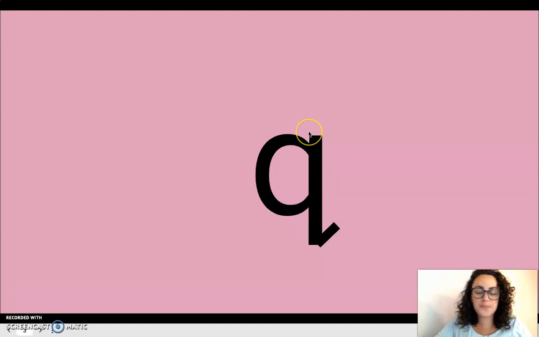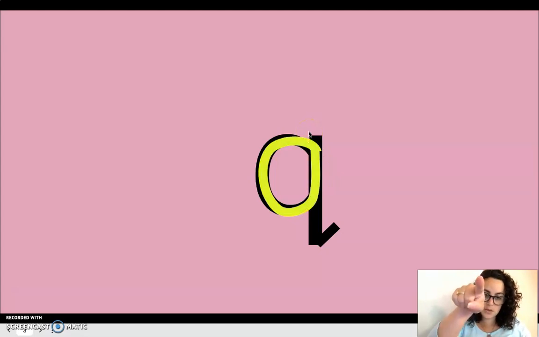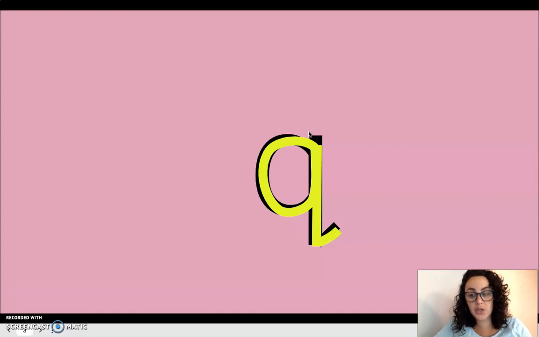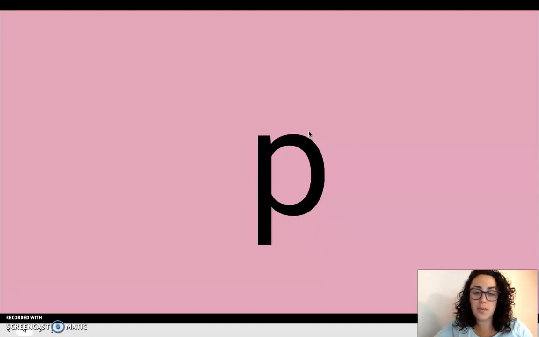So let's try it again. Circle, line, tail. That's a lowercase q. So they look different, uppercase and lowercase q. They both have that little tail. Maybe that will help you remember.